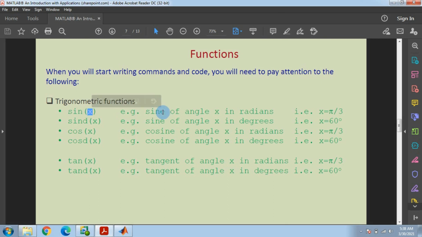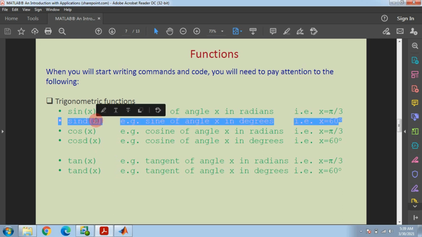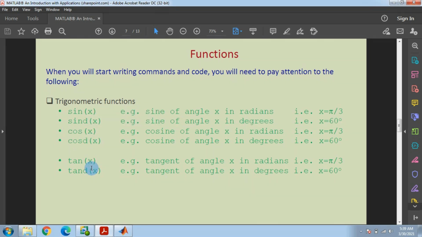So the function sin expects this argument x to be in radians. So suppose that if you want to take the sine of, let's say, 90 degrees, then 90 in radians is pi by 2. So writing sin of pi by 2 would give you the sine of the angle 90. If you want this argument to be in degrees, then the function for that is sind. So sind would take the sine of the argument x that is in degrees. Same goes for the cos and the tangent.